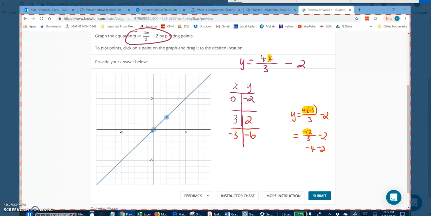So the points we would be plotting are 0, negative 2, 3, 2, and negative 3, negative 6. They all look like they're lined up correctly. Alright, so let's go over there to Newton. 0, negative 2, plot that one, 3, 2, and negative 3, negative 6. We can plot any two of those three.